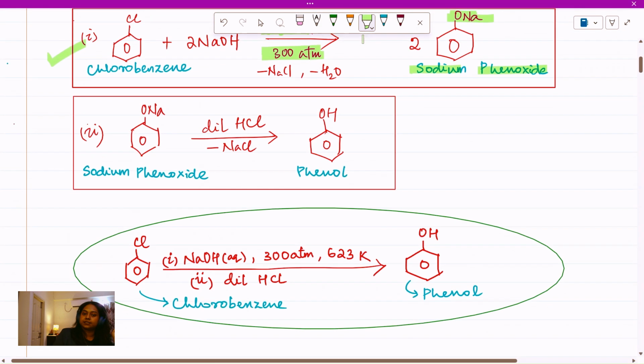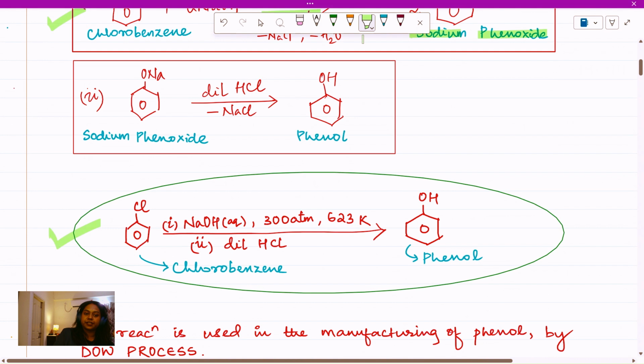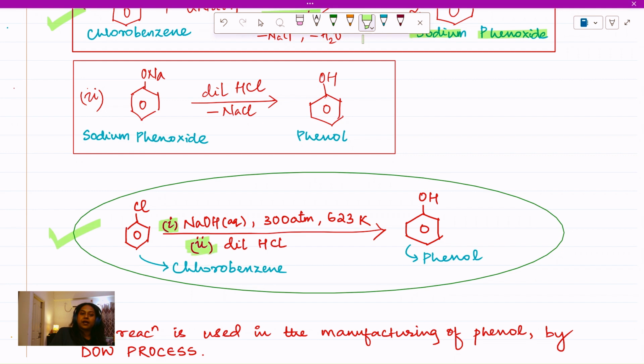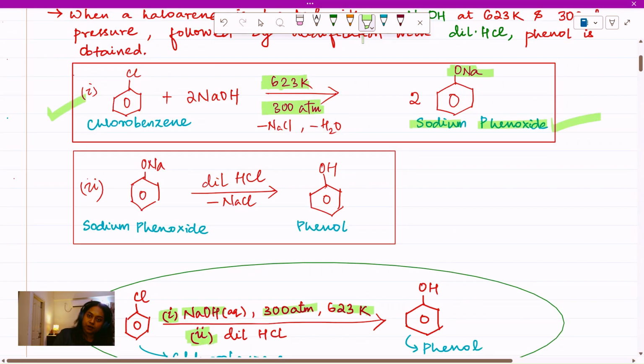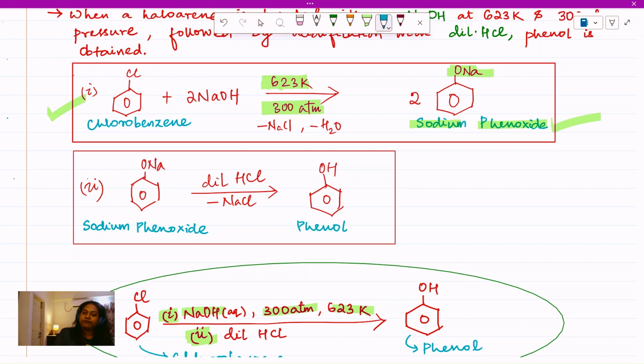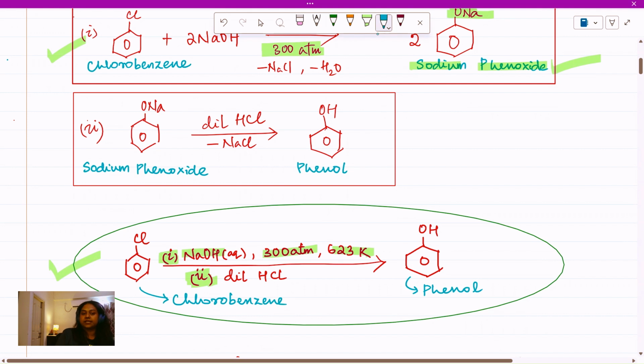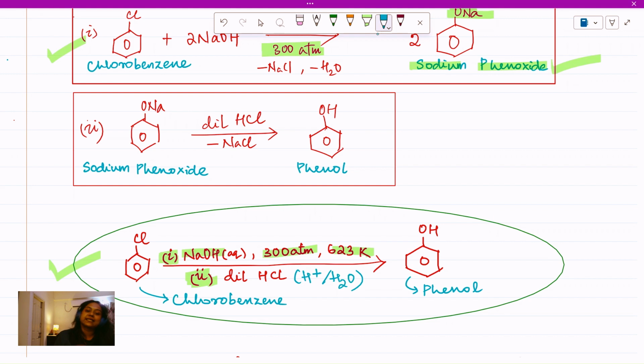Usually what we do is we combine this 2 step reaction into 1 step. We take one arrow and divide it into 2 parts, part 1 and part 2. Part 1 is where we use sodium hydroxide at 300 atmosphere pressure and 623 Kelvin. Part 2 is once part 1 is over, meaning once you have attained your sodium phenoxide, then comes the second part of dilute HCl, or you'll find this also written as H plus in H2O. That means exactly the same thing.